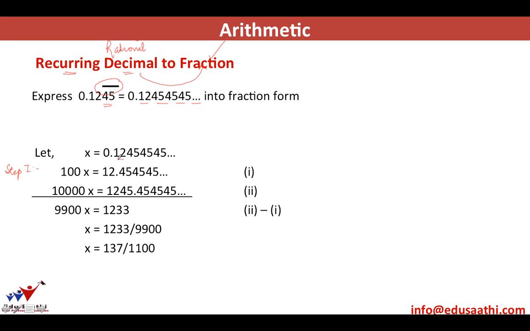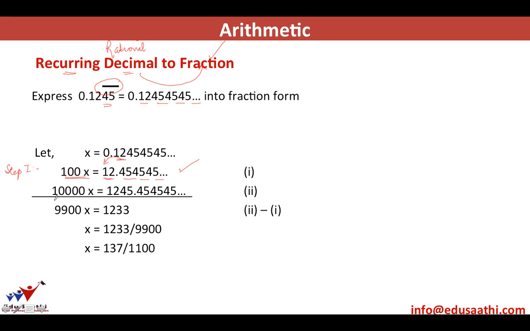So the non-repeating part has to be brought before the decimal. So I'll multiply this with 100. I'll have 12.454545 and so on. So this is the first step. That means after the decimal, there has to be only the repeating part. Non-repeating part should be before the decimal value.